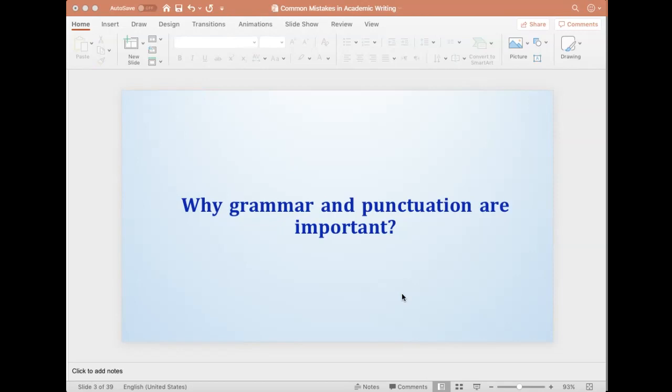So grammar and punctuation work hand in hand. We cannot separate one from another. We have to learn them both. We cannot say that grammar is more important than punctuation or the other way around. Exactly, so crucial for intelligibility. Yeah, exactly, Mr. Rida, I agree with you.